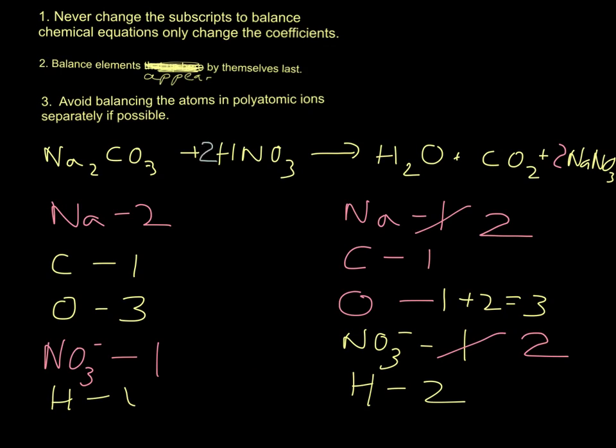So I place a 2 out in front of my nitric acid, and that gives me 2 nitrates, and it gives me 2 hydrogens, which, hey, balances out my hydrogens, and boom, I'm done.